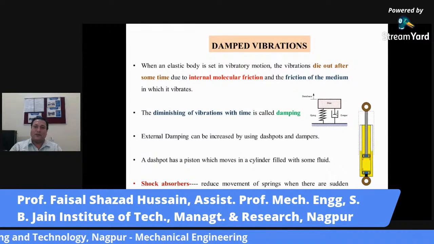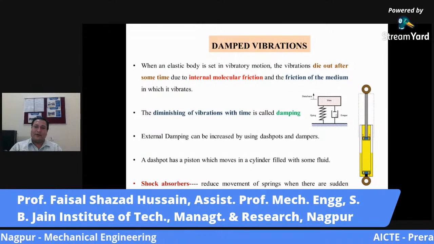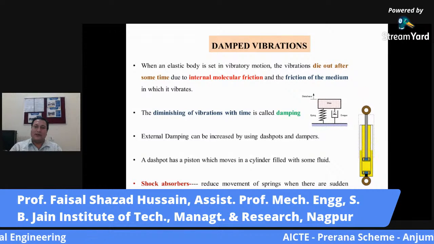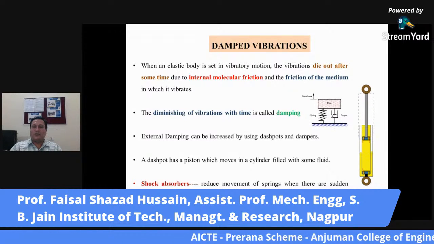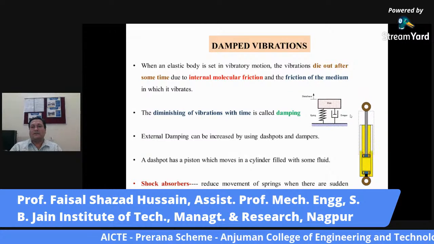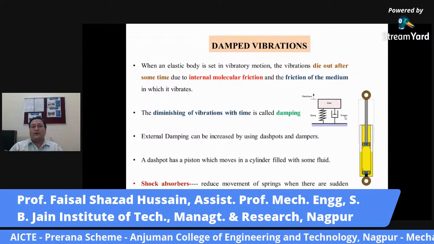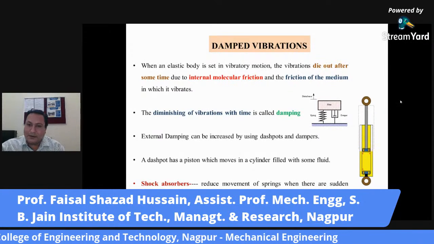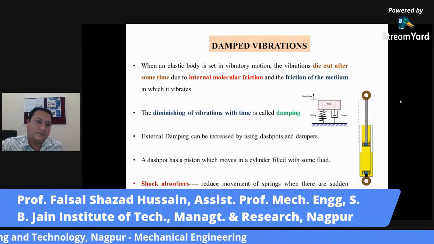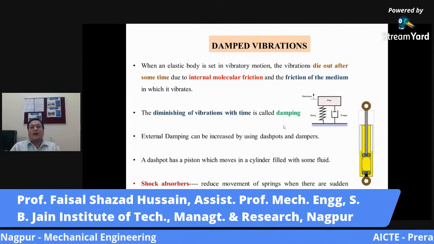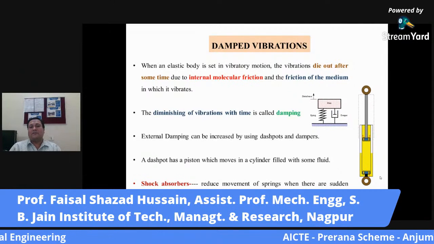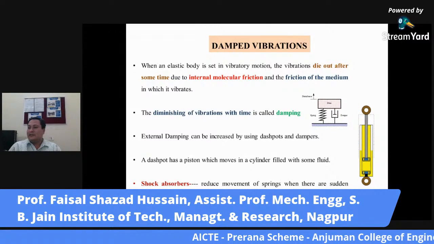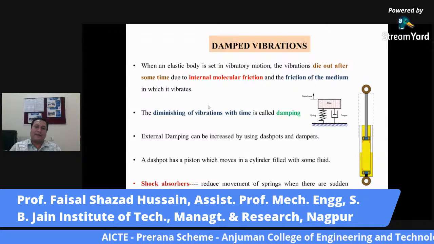Here in this figure, you can see that there is a damper, and it consists of a cylinder and a piston. Actually, it is a dashpot. There is a spring and a mass system. Now, what is the purpose of damping? The basic purpose of damping is to diminish the vibrations with respect to time.